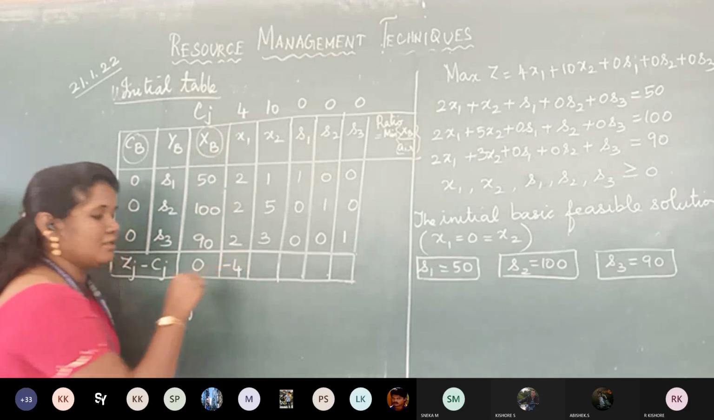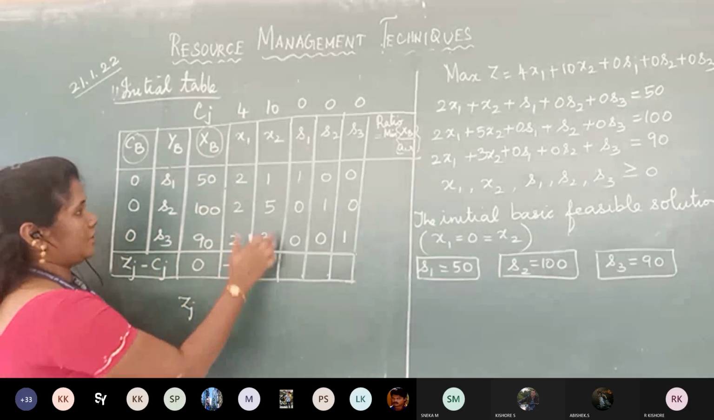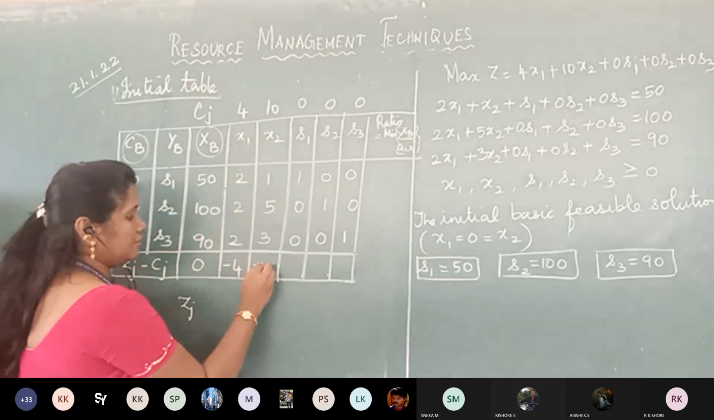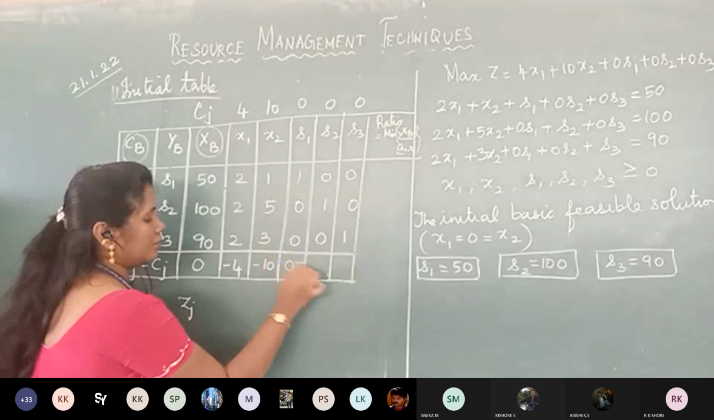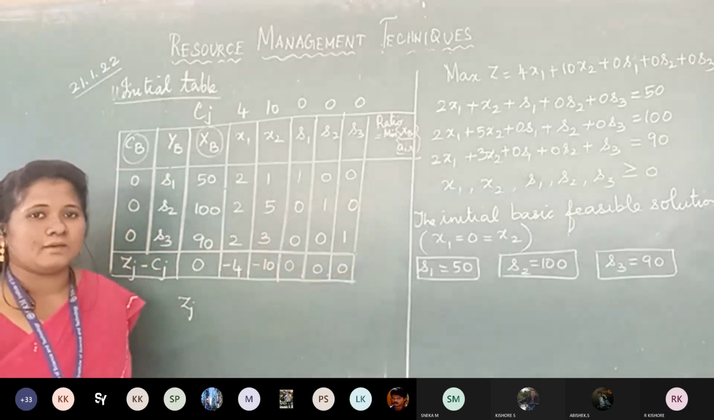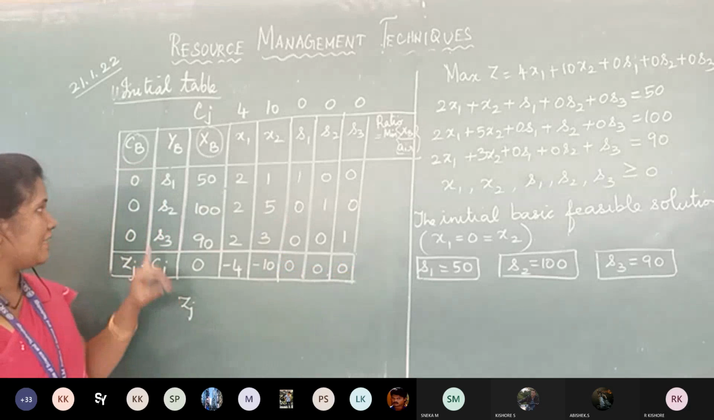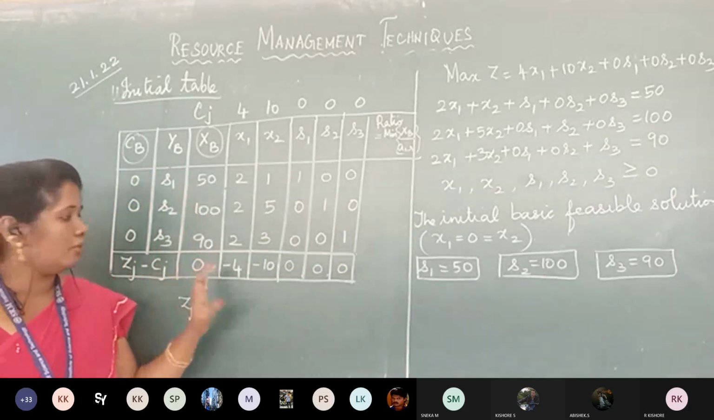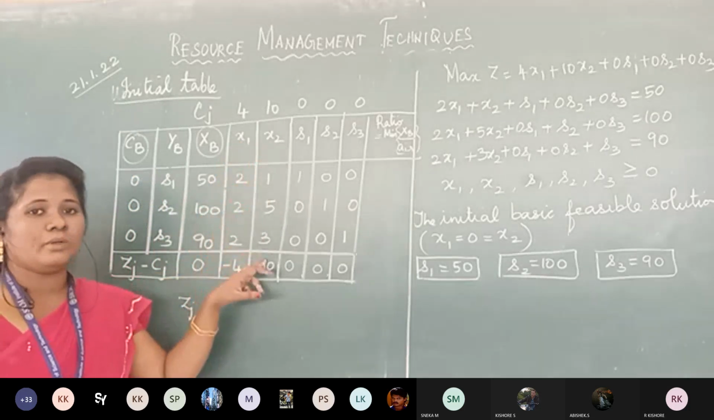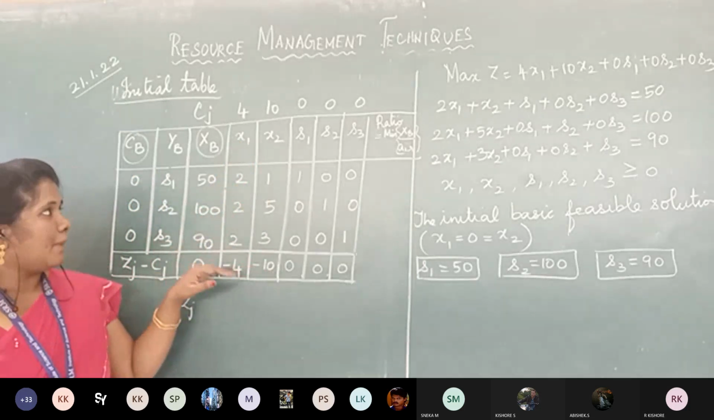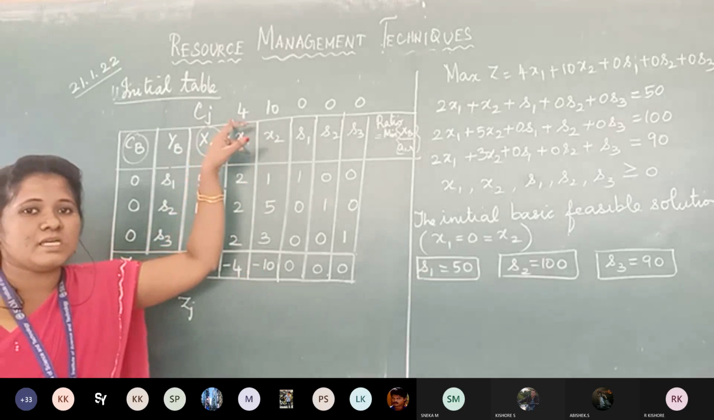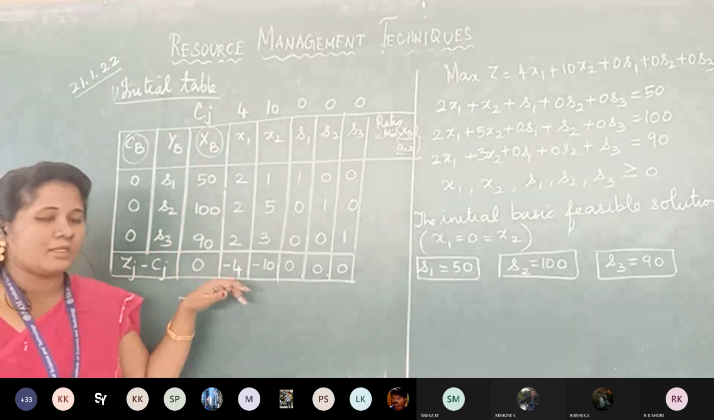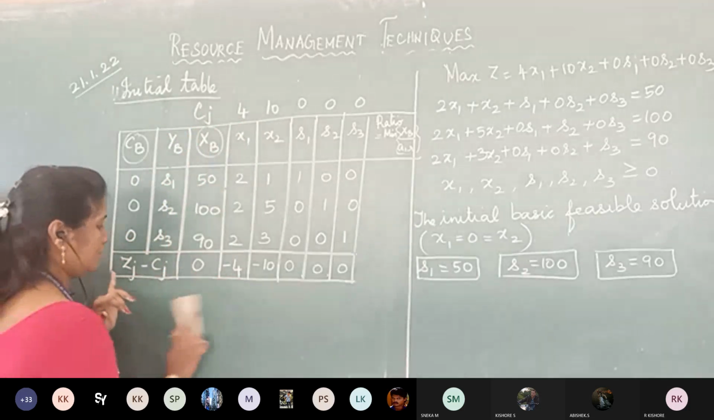So your value here will be minus 4. Again, if you do it for x2, all these terms into your 0 will become 0, minus 10, and the other terms will be 0. Your Zj is nothing but your CB into whatever value you're going to find out, which you will multiply minus your Cj. Cj is the coefficient of your objective function. So directly you can write that negative value here. Have you understood?